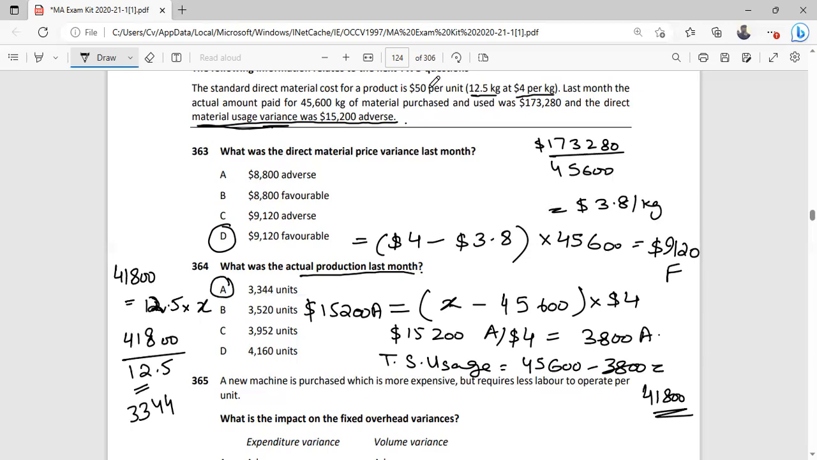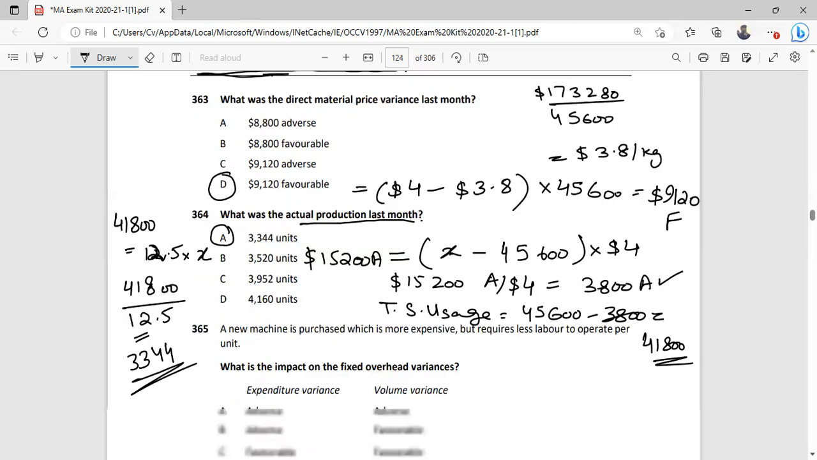So again, it is a reverse variance. First of all, we use the data of the variance. Then we calculated our usage variance, which is 3,800 adverse. Then we calculated total standard usage. Then this standard usage is divided by standard kgs per unit. So finally, we calculated our actual production units, 3344. Any question?